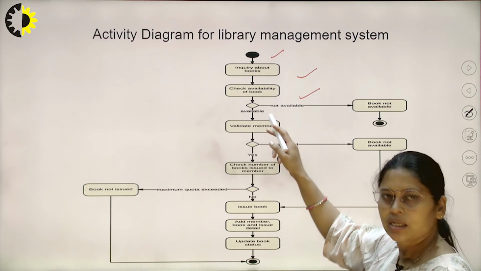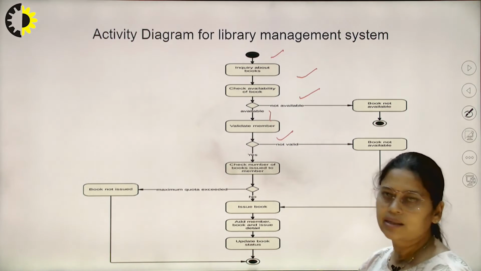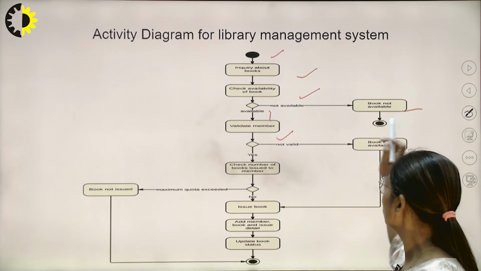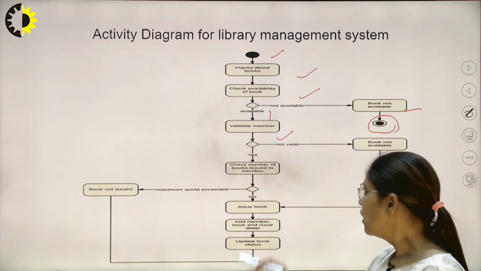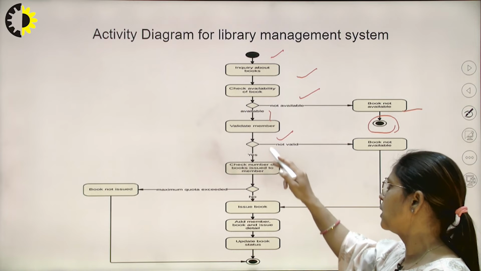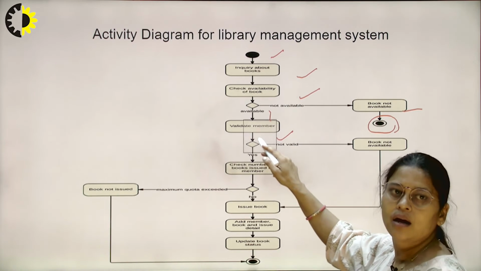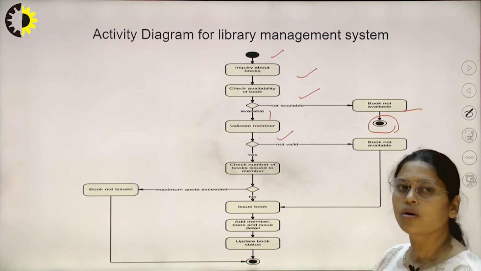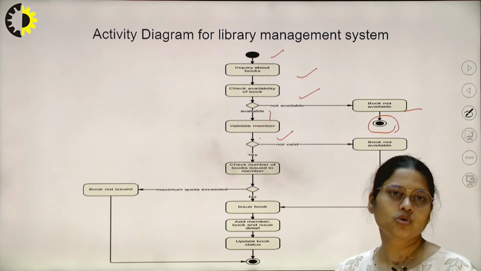Then we use a diamond symbol. If it is available, then the next activity will be executed, that is validate the member. If it is not available, then the book is not available, and we go to the end state. If the book is available, then we check whether the member is a valid member or not. If the member is valid, then we have to issue the books.